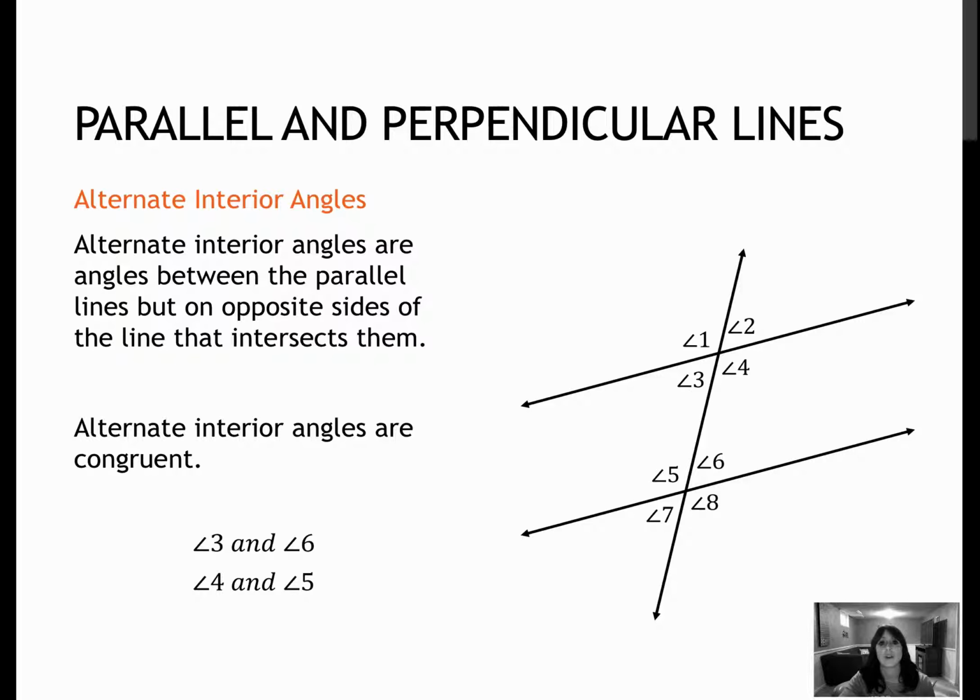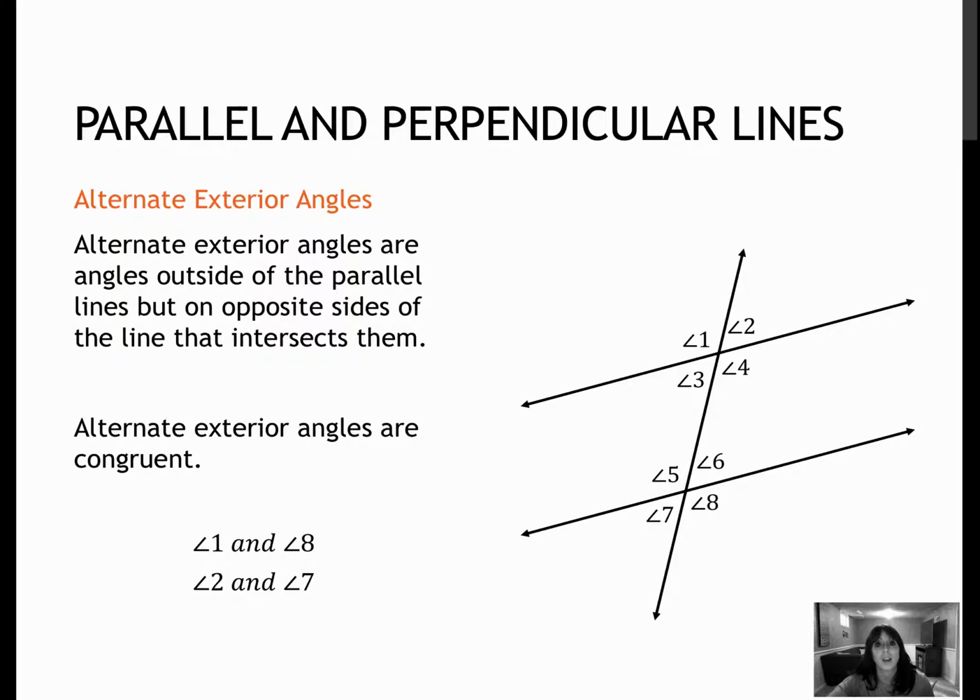Alternate interior angles are our next angle pair. Those are interior, meaning they're between the two parallel lines, and they're on opposite sides of the line that divides them. So angle 3 and angle 6. When I use a little line like this, that means angle 3 and angle 6 are congruent, because alternate interior angles are congruent. Angle 4 and angle 5 are also alternate interior. They are congruent to each other, but they're not congruent to 3 and 6. So notice I'm using two lines instead of one. So 3 and 6, 4 and 5.